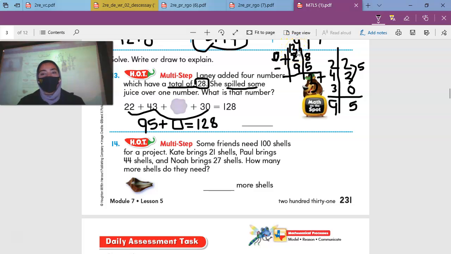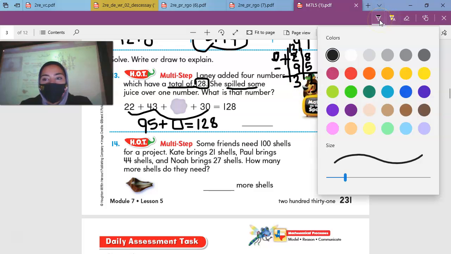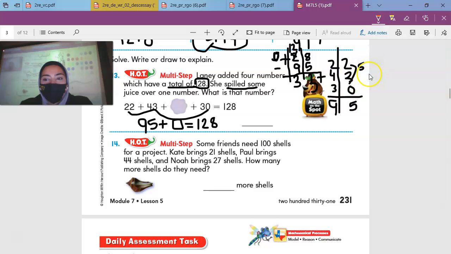Now 12 take away 9 is what? 9, 10, 11, 12. What is it? 3. Very good. 3. 33. So the missing number is what? 33.